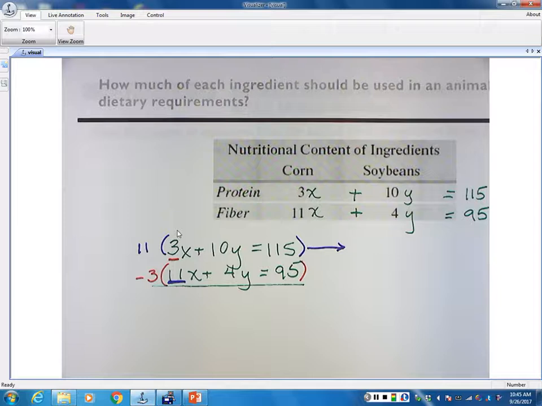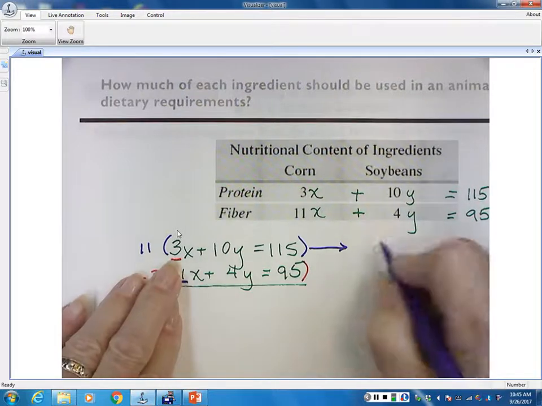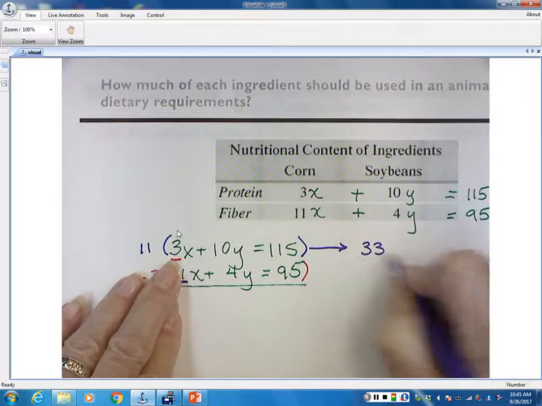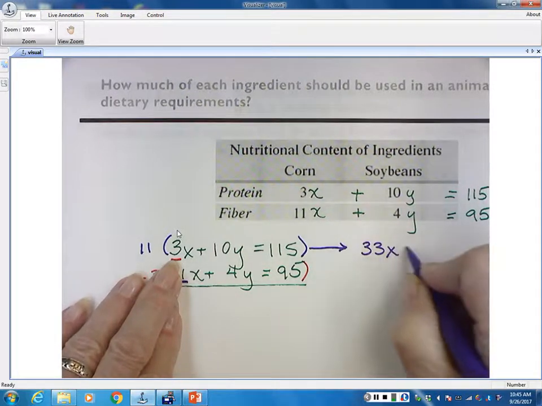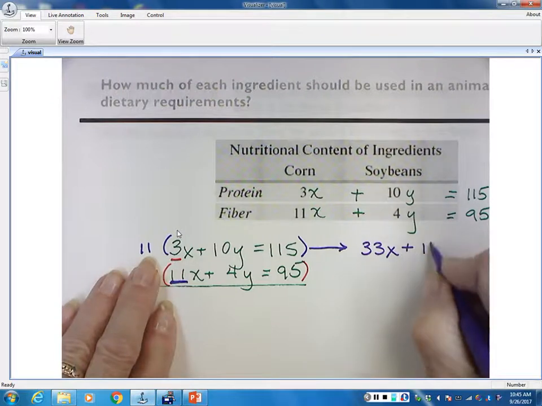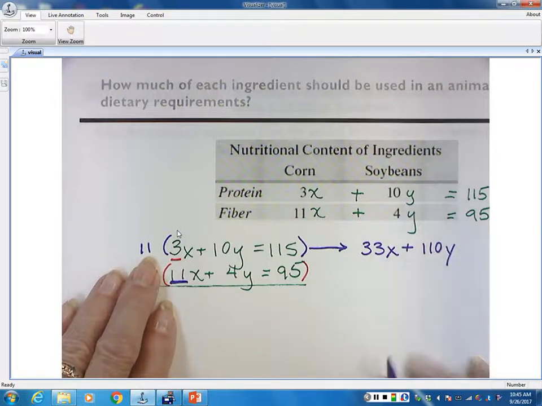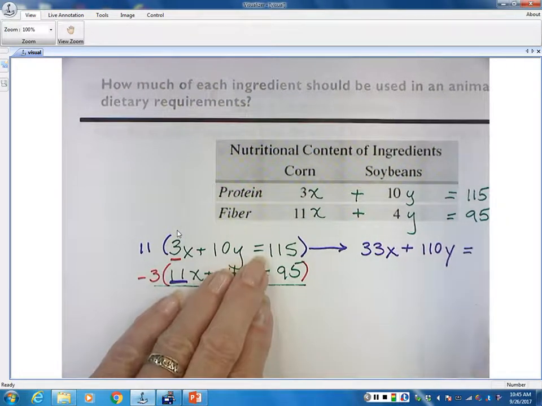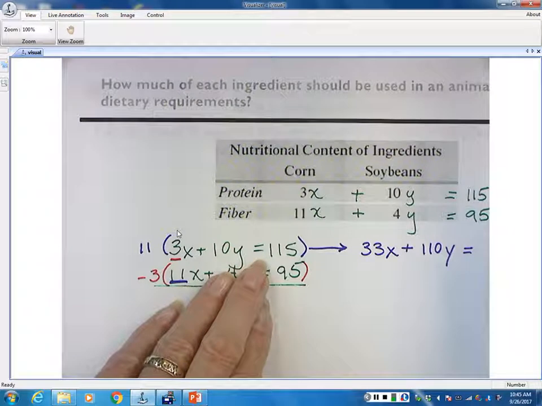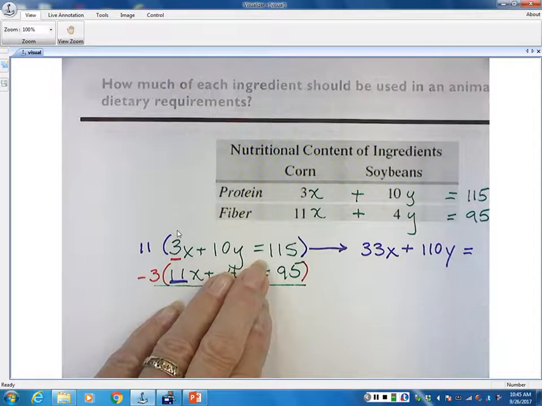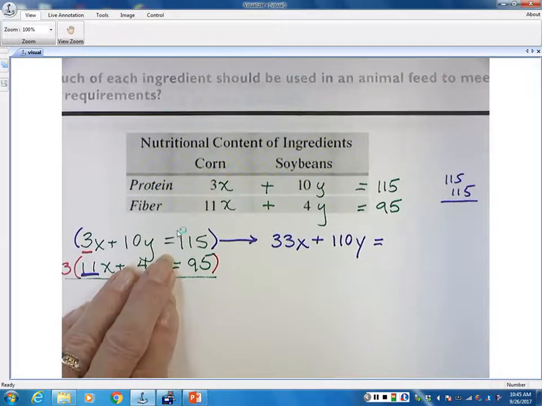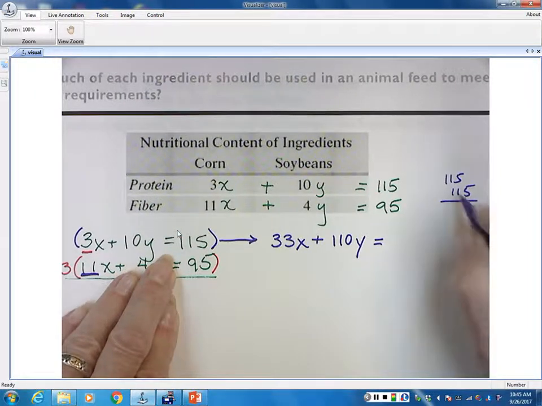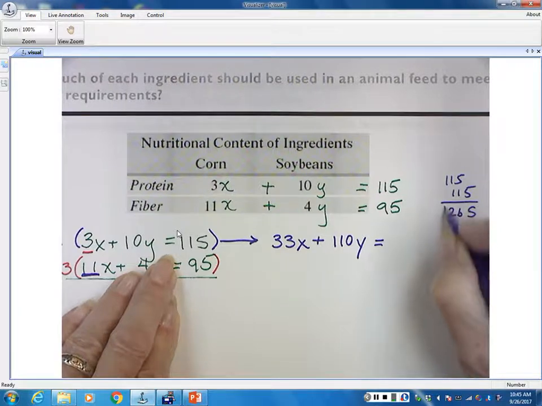I now have 11 times 3 is 33x plus 11 times 10 is 110y equals 11 times 115. If you're ever multiplying something by 11, there's a neat little trick up here that you can do to figure out what that is, or you use your calculator. But that's 1265.